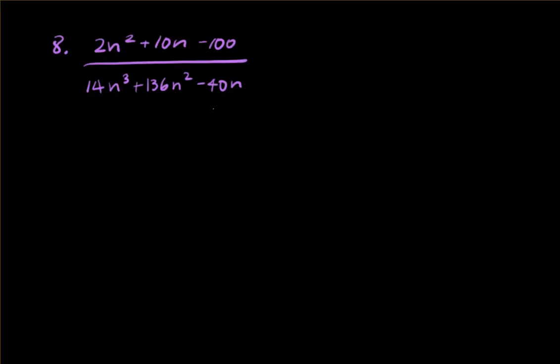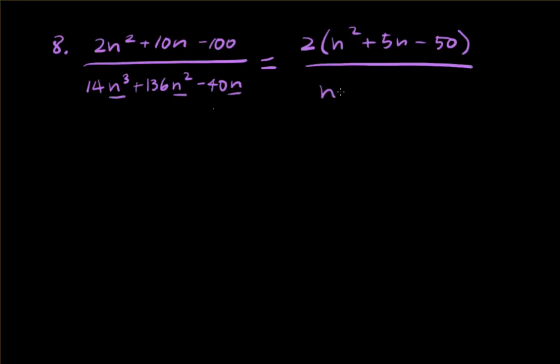It's going to be a 2. So n squared plus 5n minus 50. And down here, we have an n to the third, n to the second, and an n that's common. We have a 14, 136, and 40. And unfortunately, we can only take out a 2. So it becomes 7n to the second plus 68n minus 20. Okay, that bottom one is going to be interesting, denominator.